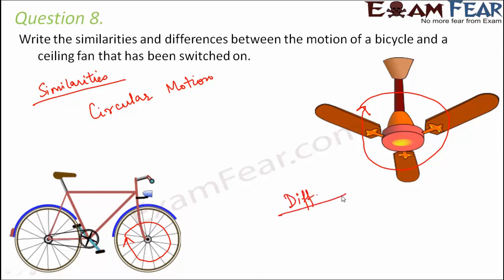So that's one similarity. Now when we talk about the difference, in case of a bicycle, overall the bicycle has a linear motion, even though the wheels are exhibiting a circular motion. So the wheels are exhibiting circular motion, but the bicycle as a whole is moving on a straight path. So the bicycle as a whole has a linear motion. But when you talk about a fan, the blades of the fan move in a circular path, but the fan as a whole does not have any circular motion. So there is no circular motion involved with the fan.